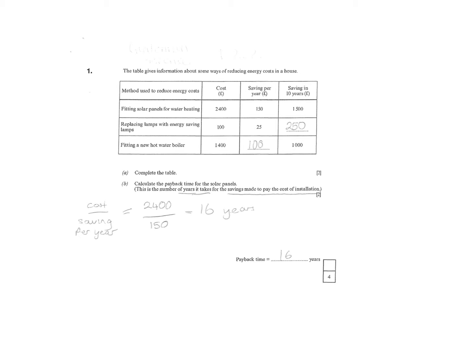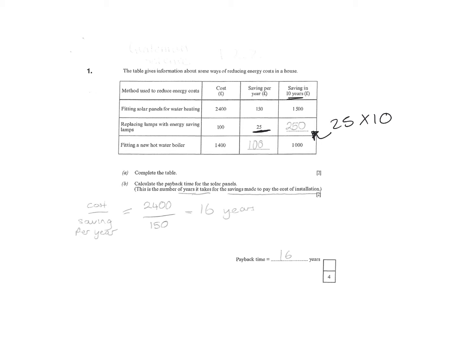So this is a series of questions about renewable energy, the national grid, things like that. The first question asks you to fill in the table. We've got 25 as the saving per year. How much would you save in 10 years? So you're going to do 25 times 10, which is going to give you 250.